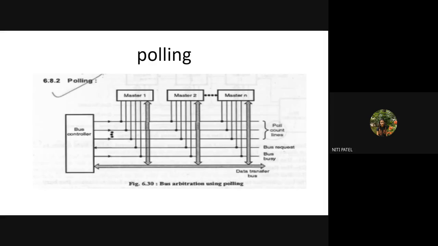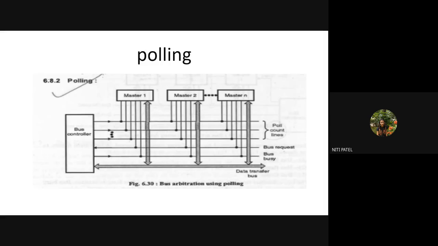Similarly, now if master 2 wants to transmit data, what will master 2 do? Send a request on the bus request line. The poll count line will generate an address as 0001. Since the request has reached, the bus controller will also generate an address. Now, suppose the address generated by the bus controller is 0002, is it matching with 0001? No, it is not matching with 0001. So in this case, master 2 will not be allocated the data transfer line for transmitting the messages.